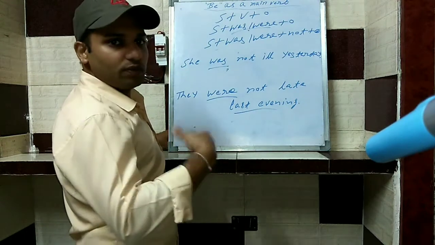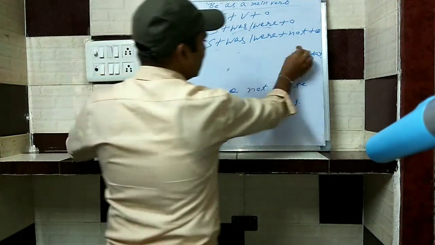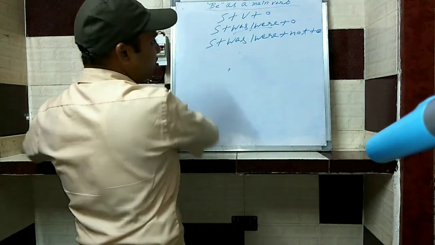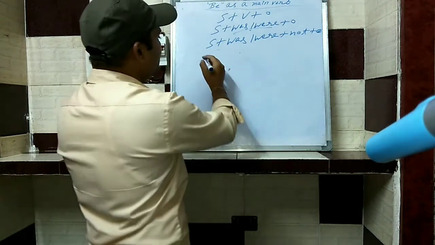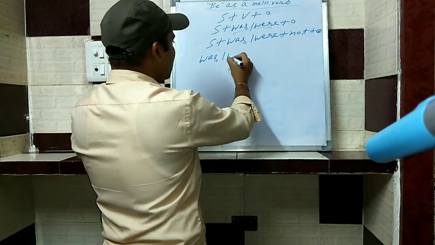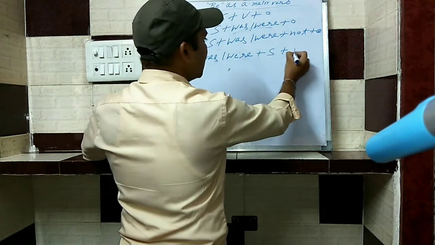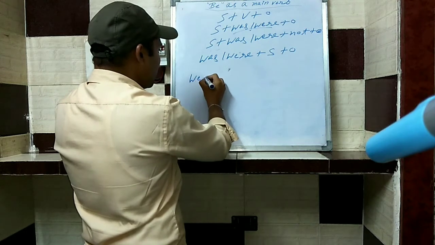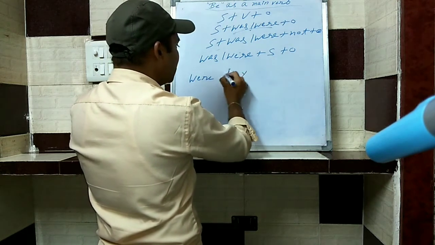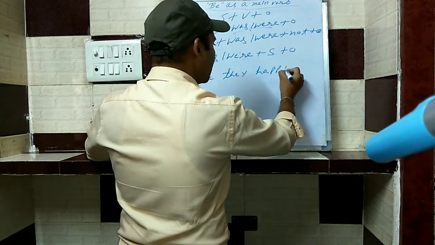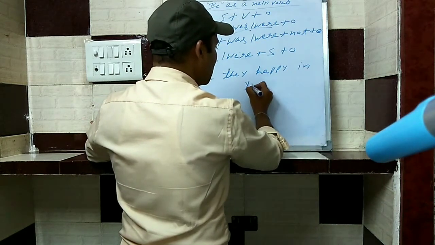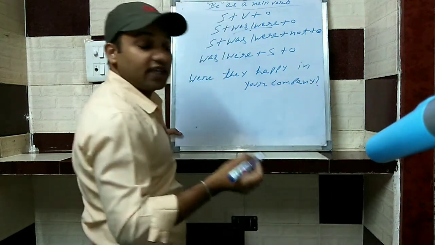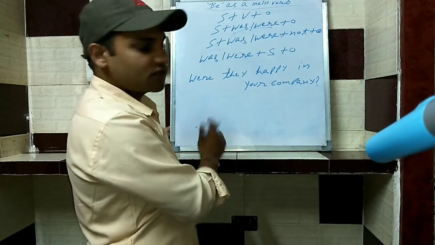Okay, so if we have to make the questions by using was verb, then we have to use was verb in advance. So before starting the question we have to use was verb. For example, it would be was verb plus subject plus object. For instance, were they happy in your company? Were they happy in your company? In such way we frame the questions.